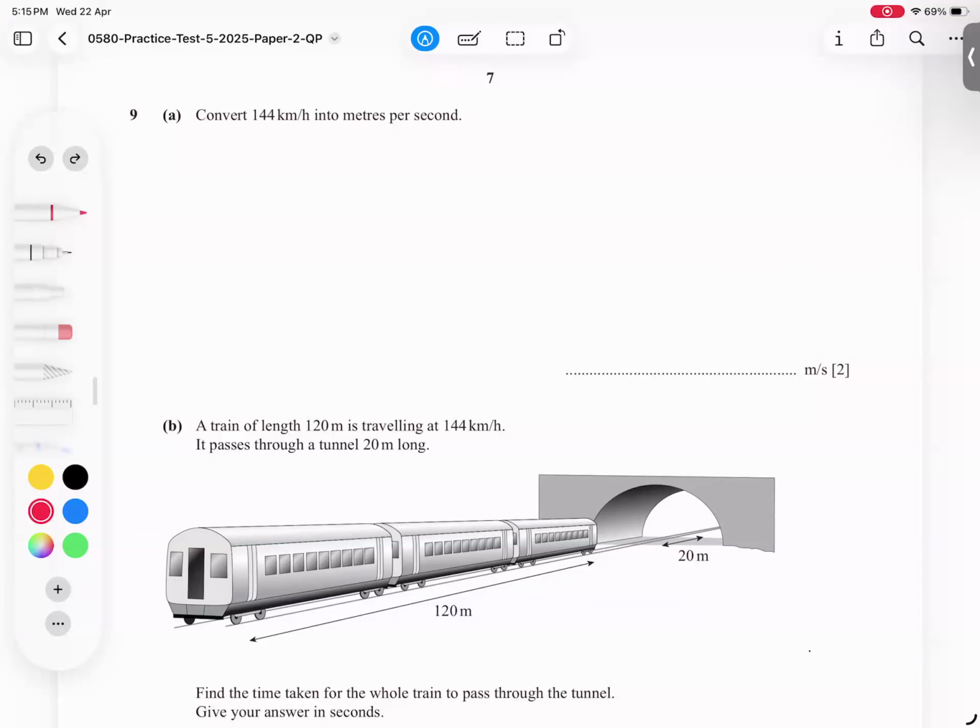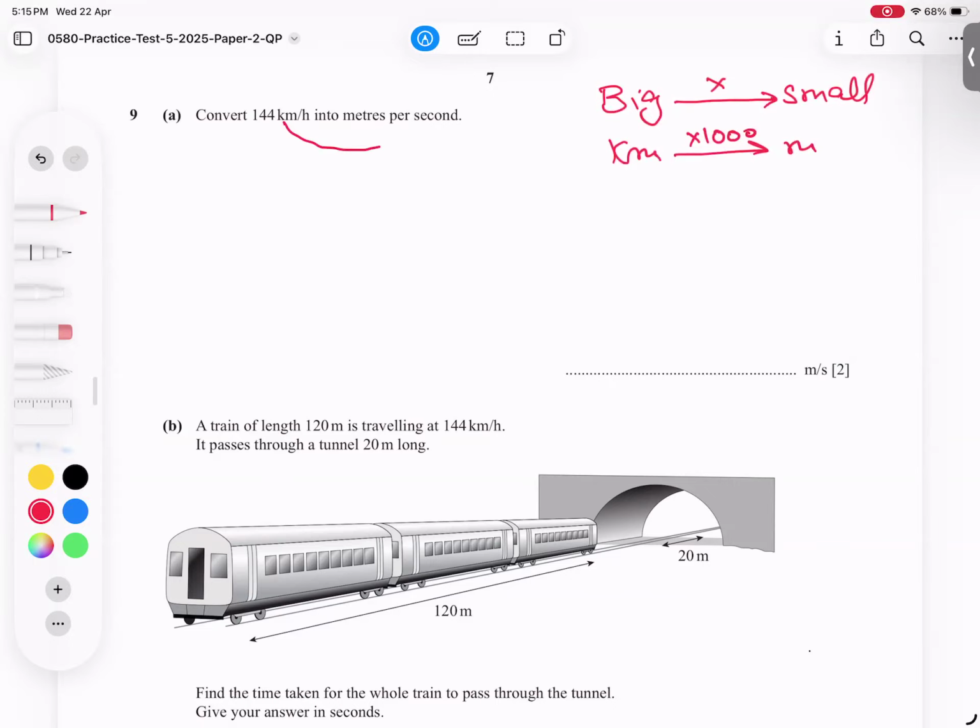Now question number 9: convert 144 kilometer per hour into meter per second. Very interesting part. I said before, whenever we go from a big unit to a small unit, we always multiply. This is the criterion. So when you convert kilometer to meter, I multiply by 1000. This is very clear.